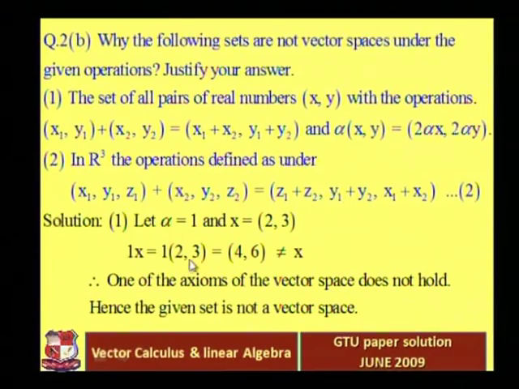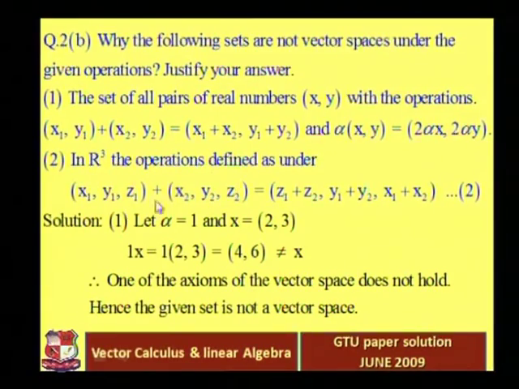Now I have directly written the answer here. Take alpha equal to 1 and x equal to (2, 3). So what is 1 times (2, 3)? That is equal to (2 times 1 times 2, 2 times 1 times 3), that is (4, 6), which is not equal to x. So the last condition for scalar multiplication fails here. One of the axioms of vector space does not hold, so the given set is not a vector space under this addition and scalar multiplication.